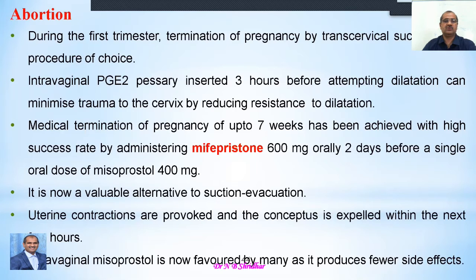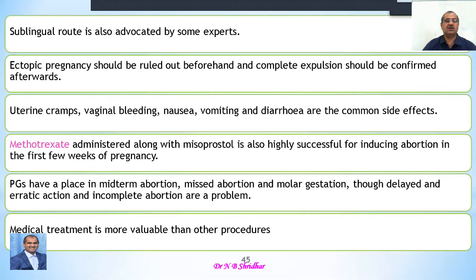And intravaginal misoprostol is now favored by many as it produces fewer side effects. And the drug can be absorbed through the sublingual route, and ectopic pregnancy can be ruled out. The uterine cramps, vaginal bleeding, nausea, vomiting, and diarrhea are some of the side effects of this particular drug. And methotrexate administered along with misoprostol is highly successful in inducing abortion in the first few weeks of pregnancy.